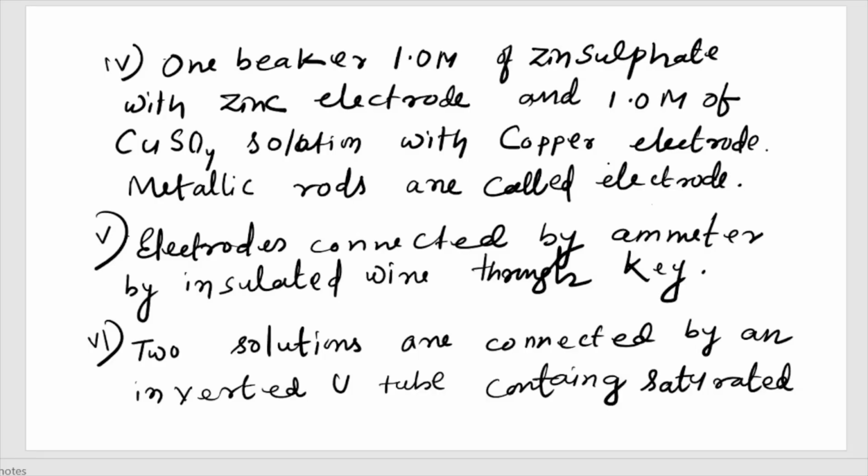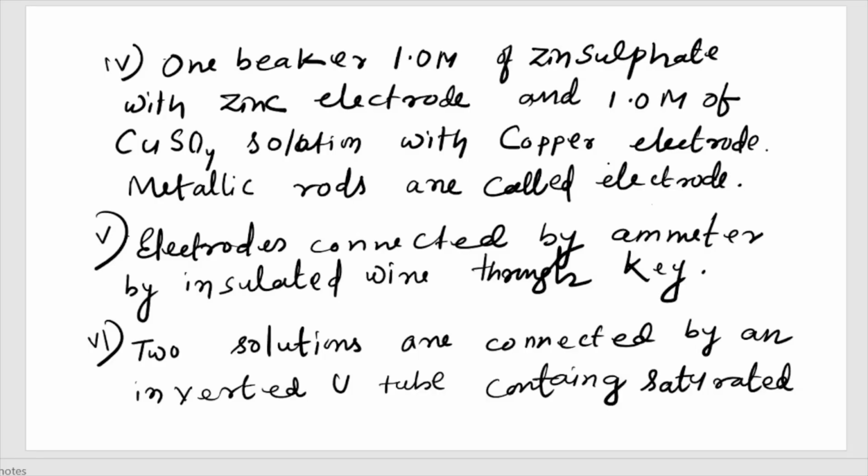The two solutions are connected by an inverted U tube. What are the two solutions? One side is zinc sulfate solution, the other is copper sulfate solution, connected by an inverted U tube. U tube means that is the salt bridge. The salt bridge looks like a U tube that should be put inverted on both the beakers.